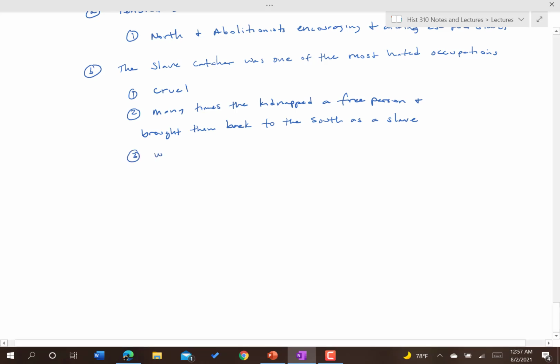And then, of course, the fact that they went into the North and what the North saw is that they disregarded Northern laws, or we'll say individual state laws. They often acted like they were allowed to do whatever they wanted. So they were seen as horrible people.